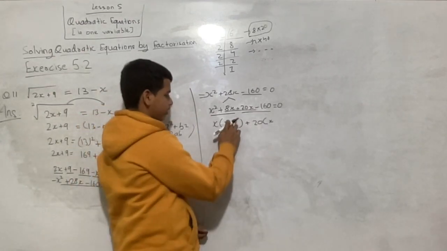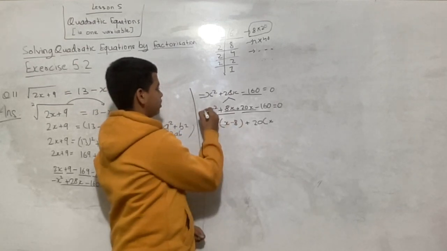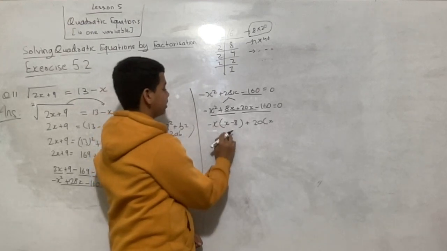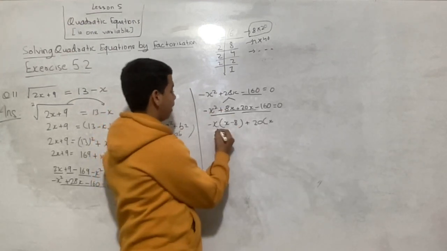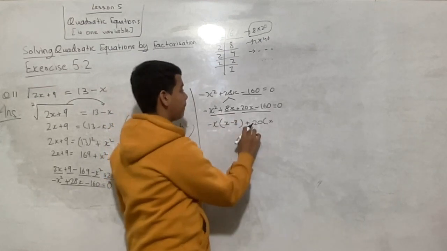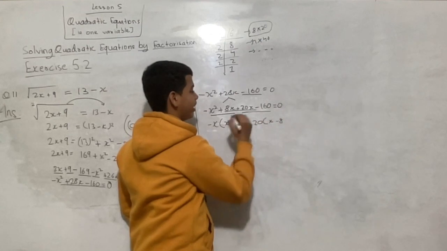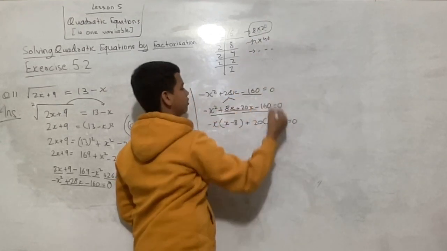Actually I forgot one thing. Here it should be minus x minus 8, because I forgot the minus sign here by mistake. So it should be minus x minus 8. Now I have removed minus from plus, I will get minus x times x minus 8, and here plus 20 times x minus 8, because 20 into 8 is 160. So we have done it.